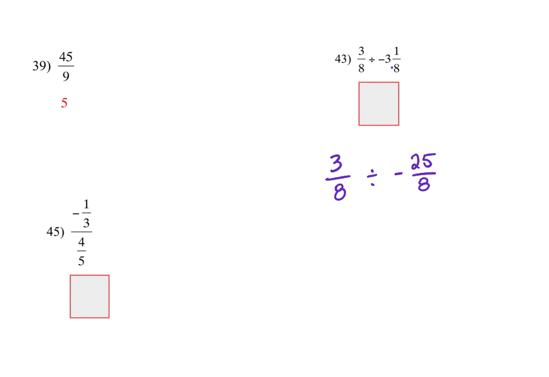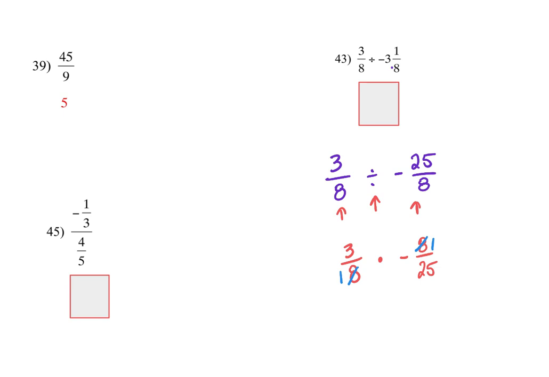So now I'm going to do my keep, change, flip process. I'm going to keep this 3 over 8. I'm going to change this from division to multiplication. And I am always going to flip my second guy. Instead of negative 25 over 8, it's negative 8 over 25. All right. And then I'm going to check, can I cross cancel? If I can, I'm going to do that. Once I do that, I'm going to multiply across. Can I cross cancel here? Yes, I can. 8 and 8. That's beautiful, right? That's nice of them to give me that.